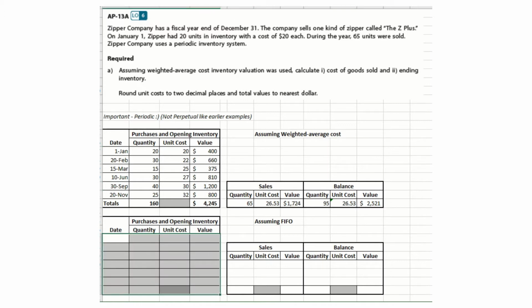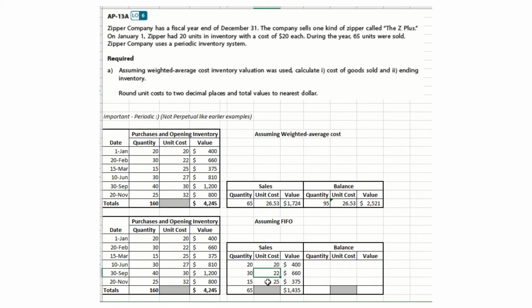The next situation says, let's assume FIFO, first in, first out. For these 65 units, we need to break it down into three different components, because we will sell the first 20 units towards the 65, the next 30, and then 15 more for a total of 65 units. We will pull the cost from those buckets of activity, being $20 for the first bunch, $22, then $25. Total value of our cost of goods sold would then be $1,435.